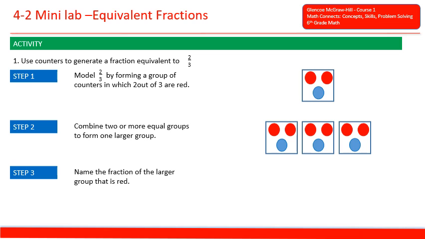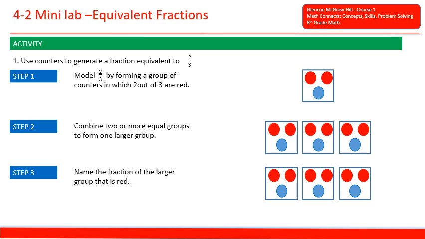And step 3, name the fraction of the larger group that is red. So we have 3 groups of 2/3. So we have 6/9 of the larger group is red. So one fraction equivalent to 2/3 is 6/9.